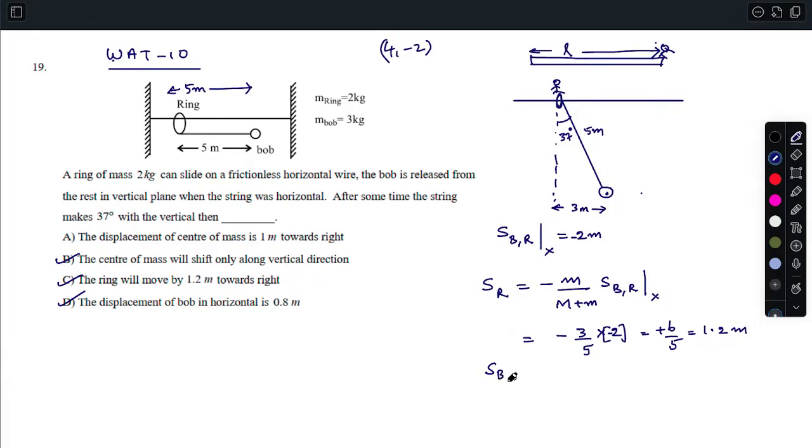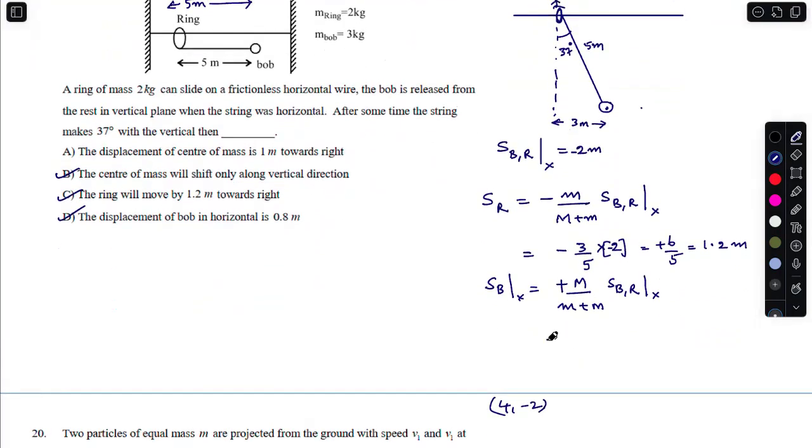Displacement of the bob, x component, is minus capital M by small m plus capital M times the displacement of the bob with respect to the ring. We already did this last week. So this will become 2 by 5 times minus 2, which is minus 4 by 5, minus 0.8 meters.